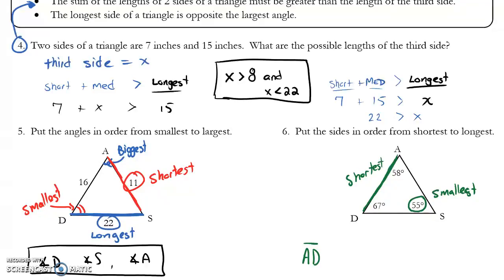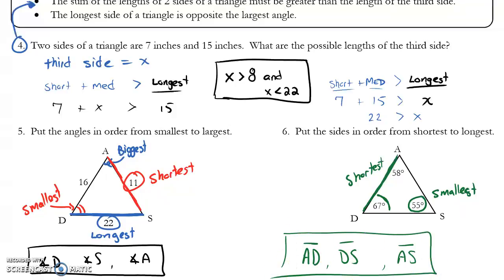Then my longest side is going to be across from my largest angle. Largest angle here is 67 degrees. That makes my longest side my other segment that starts with A, and that's segment AS. My third segment, DS, has to be the middle length.